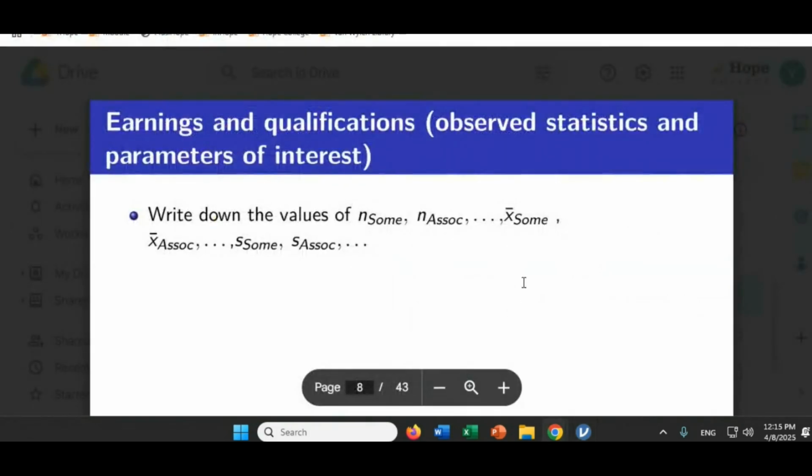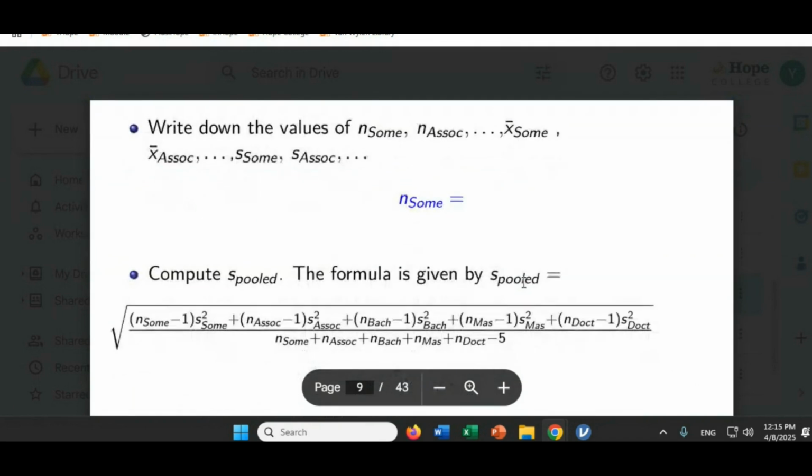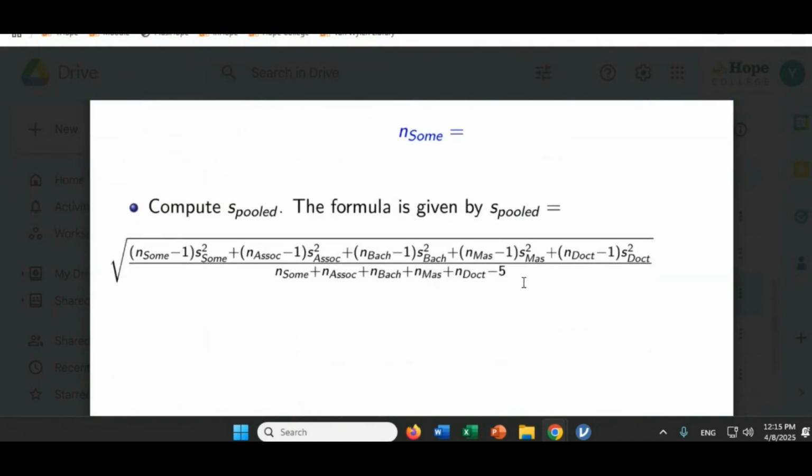Compute s pooled. Wow. Okay. We are not going to ask you to compute this in class. There's no time because it is quite tedious, and there is no way, surprisingly, to get this on Jamovi. You actually have to do this by hand, still with a calculator. But don't freak out. This formula looks pretty bad, but it's not.